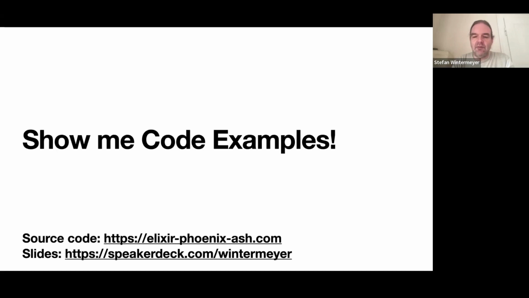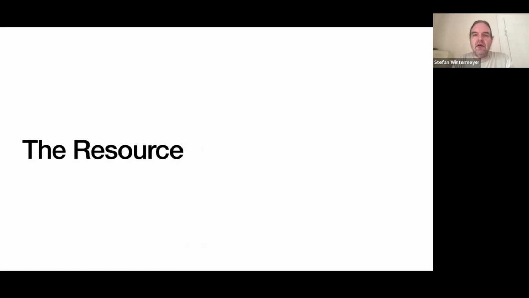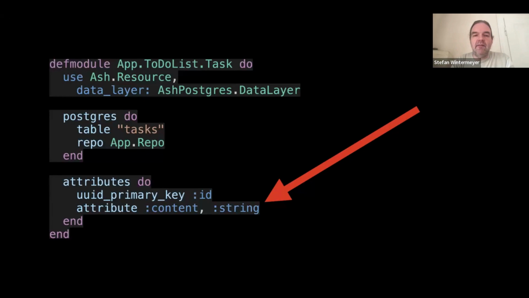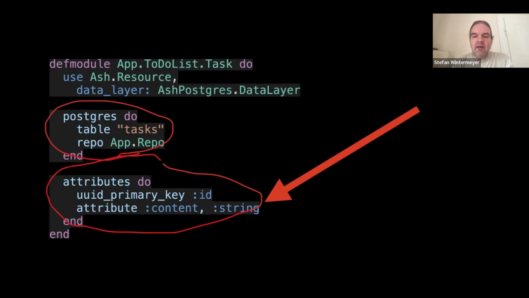So the most important part of this whole idea is the resource. Let's do a very, very simple to-do task resource. So on this one, let me show you this. We have the Postgres table here, and we have the attributes here. So what we do here is we say there's an attribute content, and that's a string.